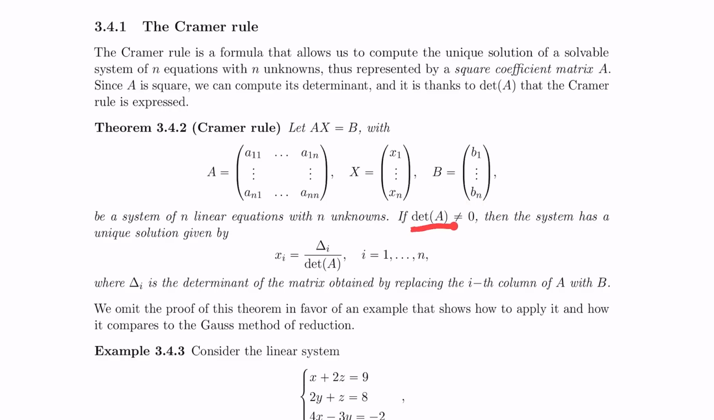Then, if the determinant of A is non-zero, the system has a unique solution x, whose entries are written here. x_i is given by the fraction between delta i and the determinant of A, where delta i is the determinant of the matrix obtained by replacing the ith column of A with B. The proof of Cramer's rule is a little bit technical, and so we skip it and we pass immediately to an example.